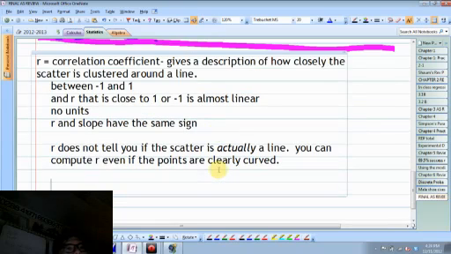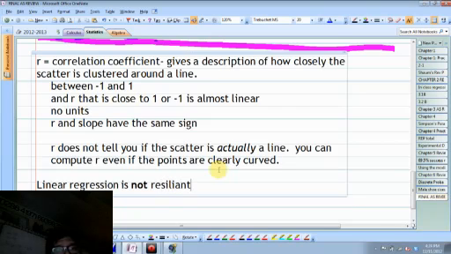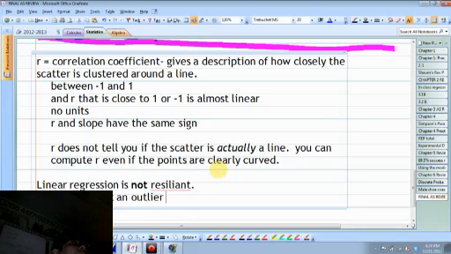Yeah, Jordan? I recall from one of the chapters a discussion about resilience to something. That means that if there's an outlier, will it make your measurement change dramatically? Yes, it will. Linear regression is not resilient. Meaning that an outlier can drastically affect the regression.